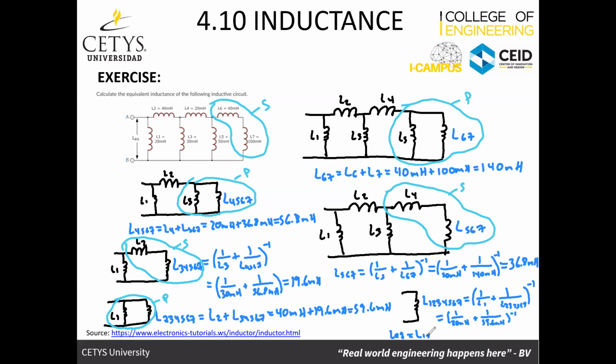It's equal to L1, 2, 3, 4, 5, 6, 7. And can somebody give me that value, please? 14.97 millihenries. And this would be the final result. And just to indicate the sequence, we're going from here to here, then from here to here, then from here to here, from here to here, from here to here, and finally from here to here.